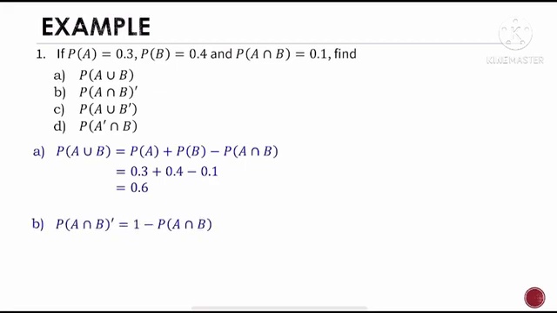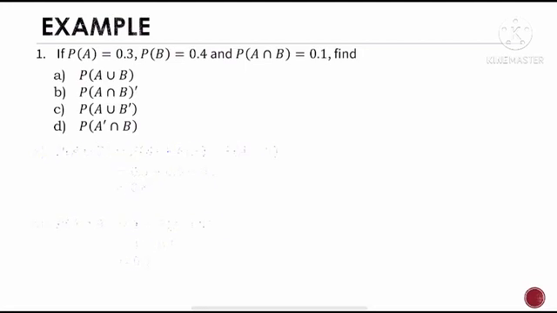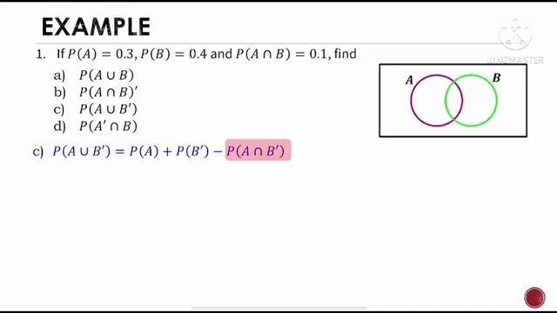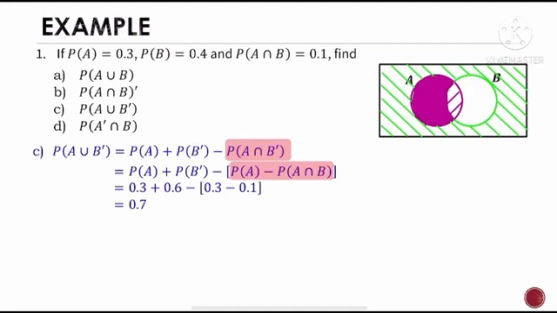Question B is P(A intersect B prime), which means the complement of P(A intersect B). So it equals 1 minus P(A intersect B). Then calculate the answer. Question C is P(A union B prime), which equals P(A) plus P(B prime) minus P(A intersect B prime). We have to find the formula for P(A intersect B prime) by using the Venn diagram. Since it is A intersect B prime, we shade inside the circle A first, then shade B prime, which is outside the circle B. The intersection of A and B prime is the area where the two shadings intersect each other. So P(A intersect B prime) equals P(A) minus P(A intersect B). Substitute the values and calculate the answer.